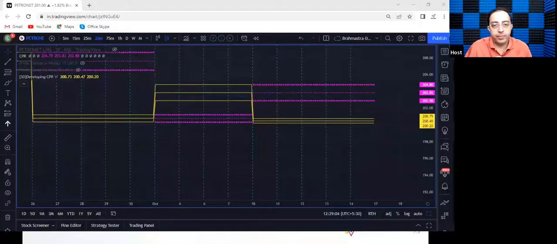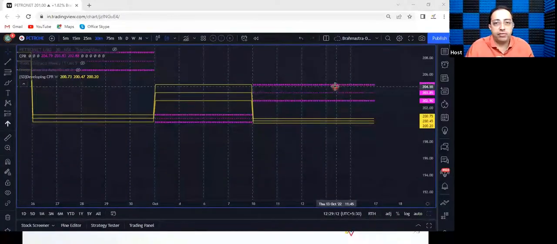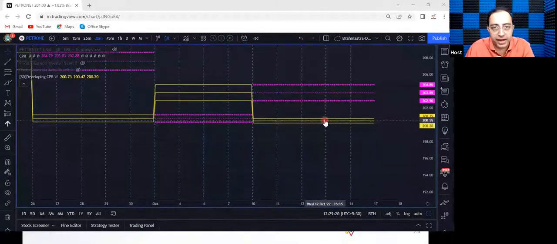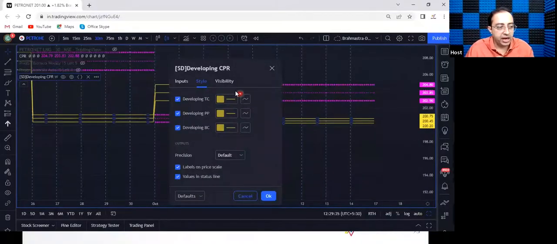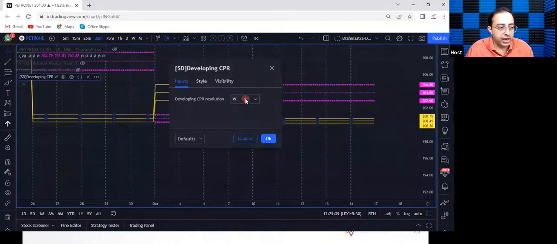Please use the second one. So developing CPR means the one which is developing. So at the end of one trading week, you will not be able to see what the CPR for the next week is. So for that, this developing CPR will help you. So go for this developing CPR by Sharewind. After you put it on your chart, go to the settings and make it a visible color. And in input, you select week.